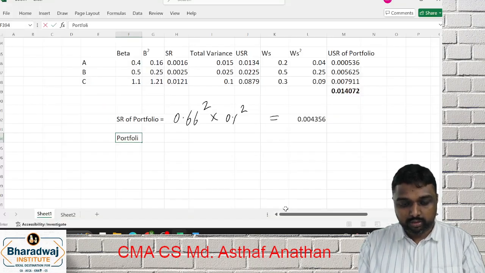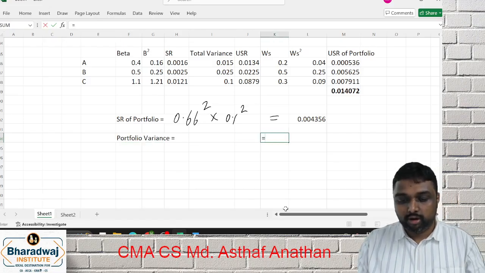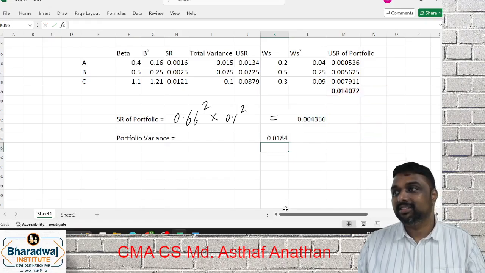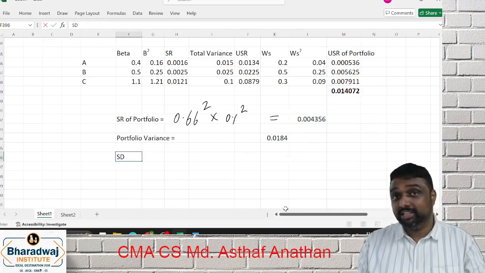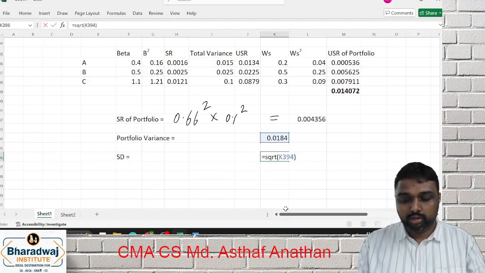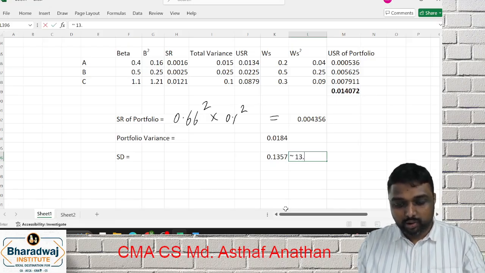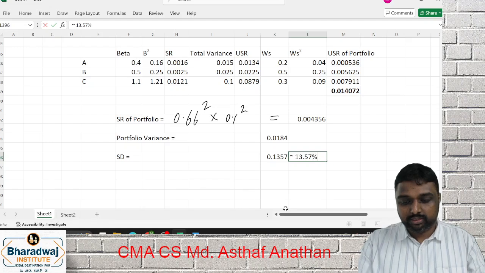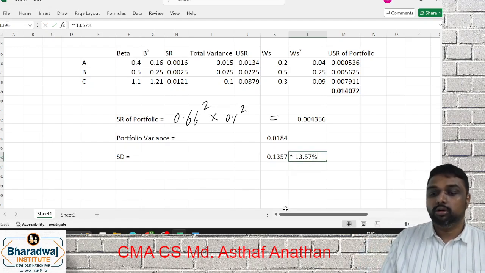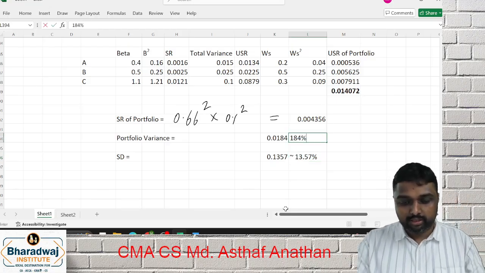Portfolio variance. How did you get the portfolio variance? Systematic risk plus unsystematic risk. Now, if they ask for standard deviation, they are not asking for standard deviation here. What do you do? You take the square root. If you take it in percentage, this will be 13.57%. Like that. Are you able to get it? So this is how you have to make it. Have you understood? This will be 184%.